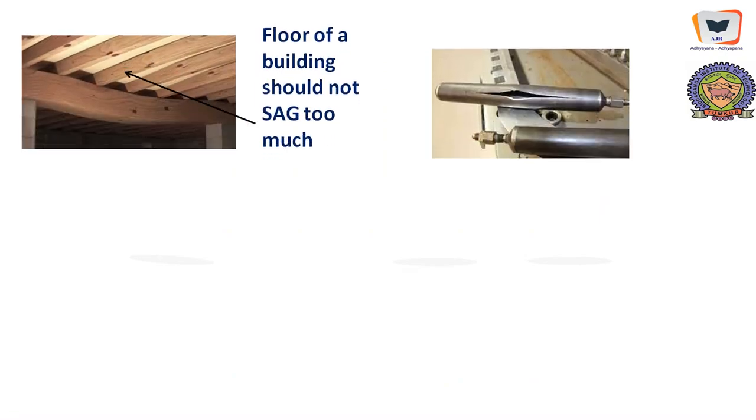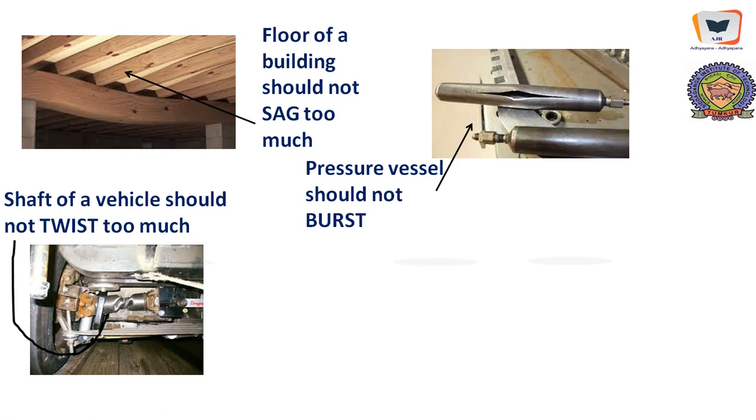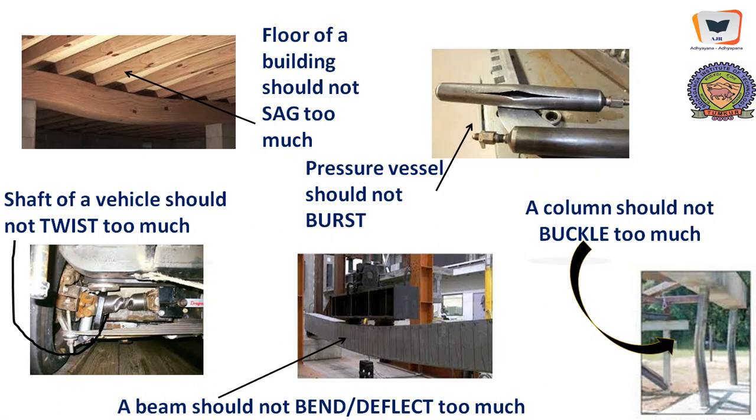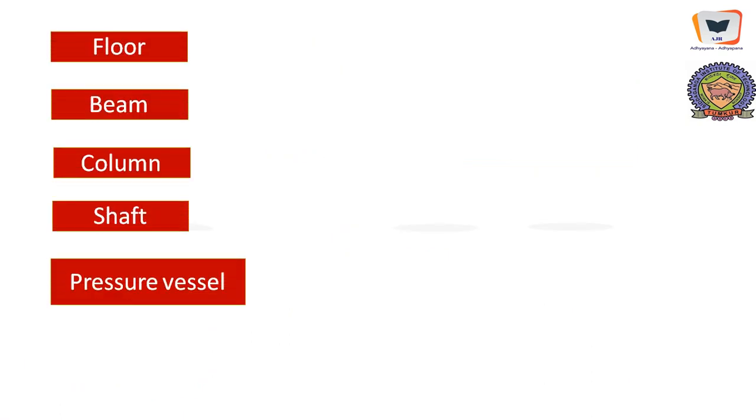This means we can quote a few examples. The floor of a building should not sag too much. A cylinder, a pressure vessel, should not burst. The shaft of a vehicle should not twist too much, unable to bear the twisting moment, the applied load, or the internal pressure, as the case may be. A beam should not bend or deflect too much under the superimposed loads. A column should not buckle, unable to carry a load placed along its axis.